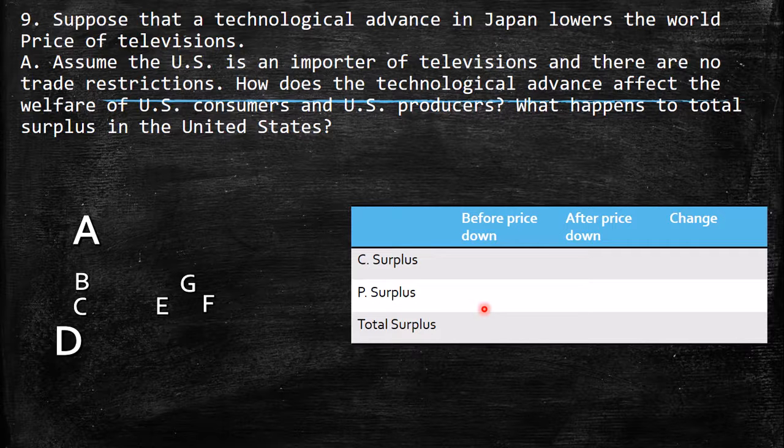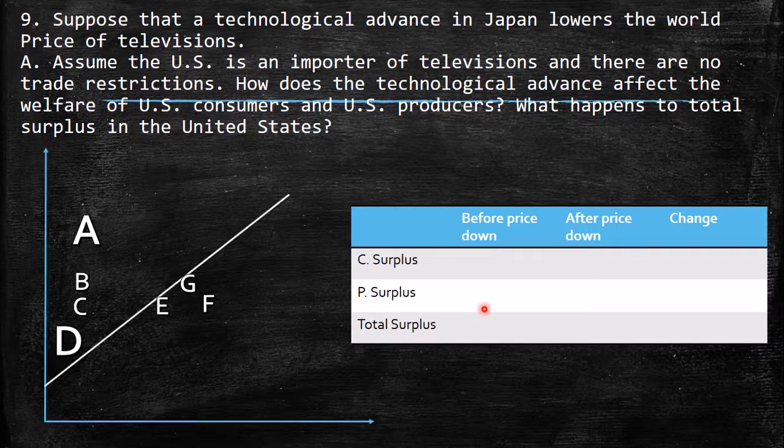So in this sense, you will see how the supply curve will be shifted to the right, and the price will be lower. Okay, so the case is that assume that the US is an importer of televisions and there are no trade restrictions. How does the technological advance affect the welfare of US consumers and US producers? What happens to total surplus in the United States? So here is the case.